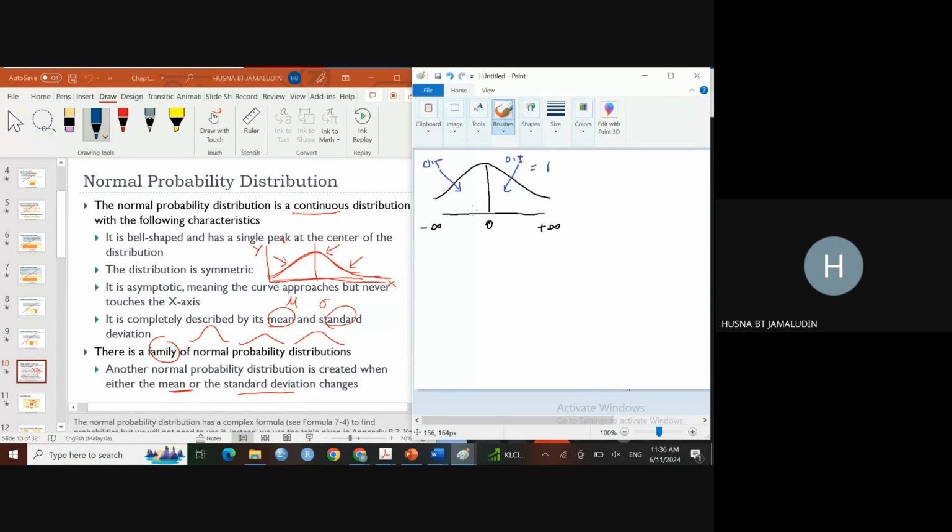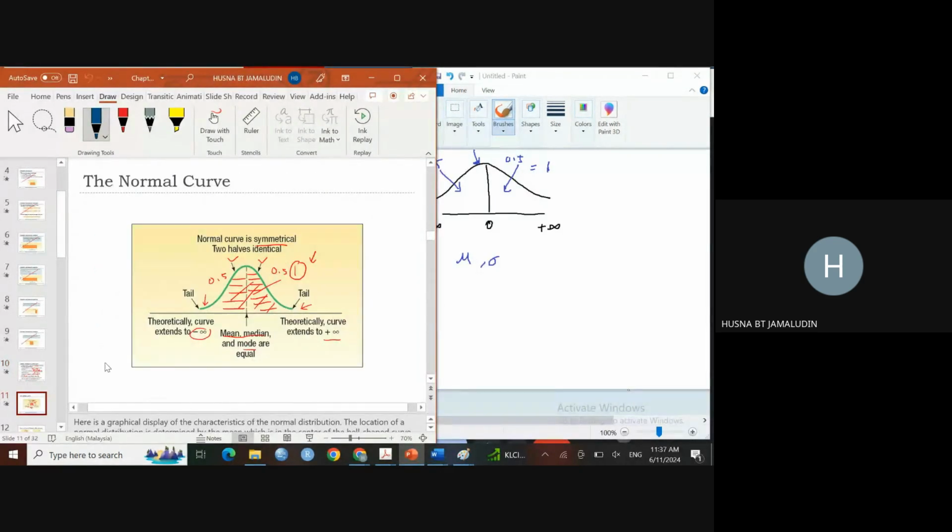How do you explain your distribution, or the bell curve shape? You can explain your distribution using mu as well as standard deviation, what we call sigma. And of course, if you talk about your normal probability distribution, you have one peak in the middle. That is the characteristic of your normal probability distribution. So your mu, your mean, median, and mode are all equal, and they are in the middle.